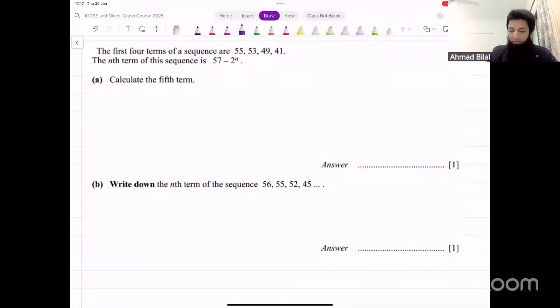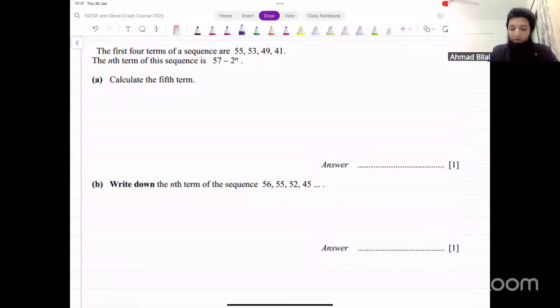The first 4 terms of a sequence are these: 55, 53, 49, 41. These are the first 4 terms of a sequence, and they've given you the nth term of the sequence themselves. 57 minus 2 raised to the power n, that's the nth term of the sequence. Now, they say calculate the 5th term.